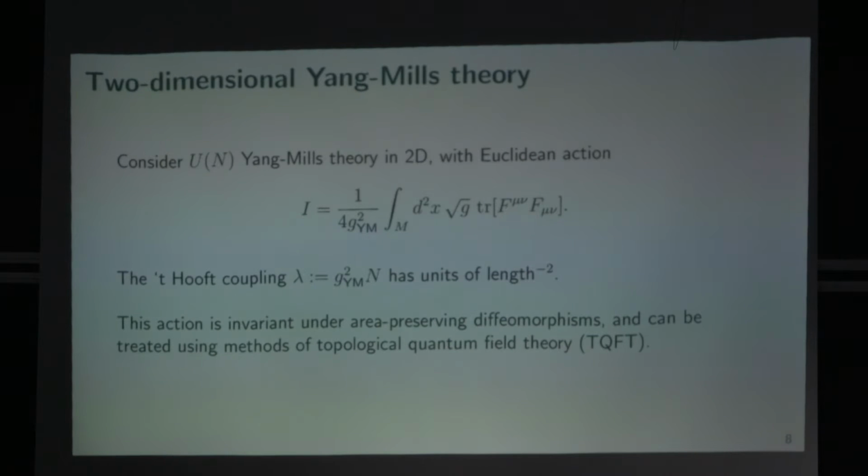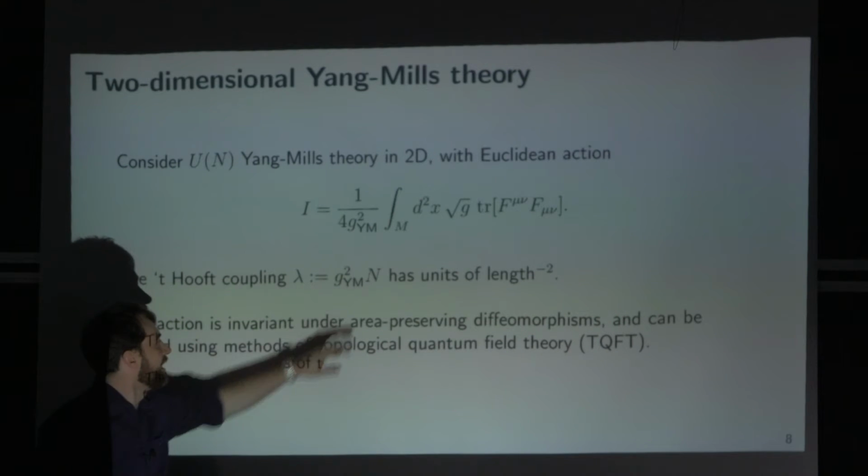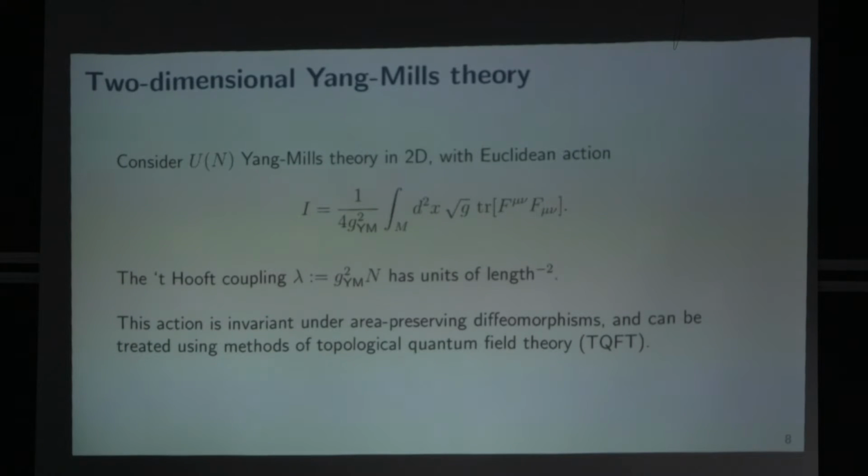Okay, so here's two-dimensional Yang-Mills theory. It's got a familiar action of F squared. I'm going to work to take the large n limit. We introduce the 't Hooft coupling lambda, g squared n. And here, unlike in 4 dimensions, it's dimensionful. It has units of length to the -2. And another thing that's unique in 2 dimensions is that this action is invariant under area-preserving diffeomorphisms.